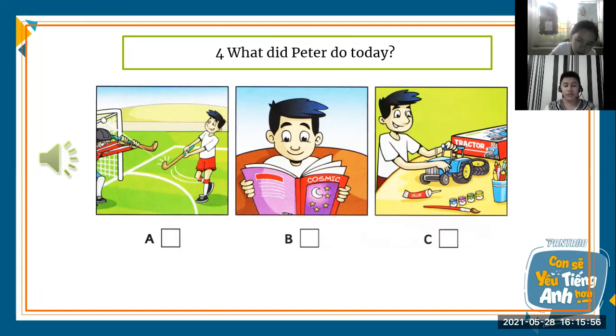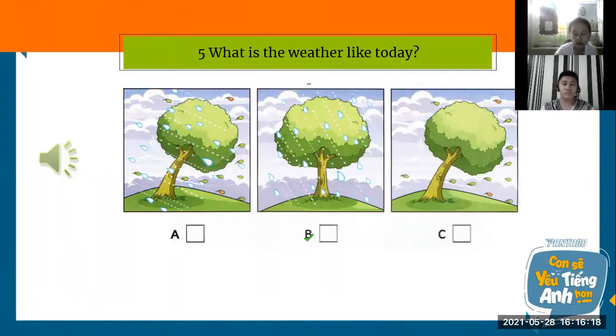Okay. Linh, what's your answer? B. B, what is it? Peter reading the comics book. Okay, Peter is reading a comic book. Okay, good. Next go. Number 5. Tomorrow.